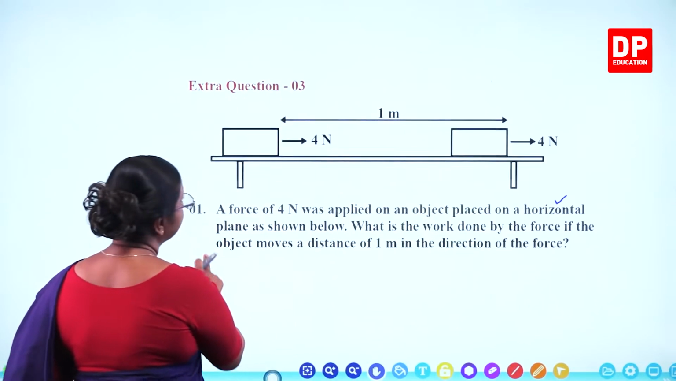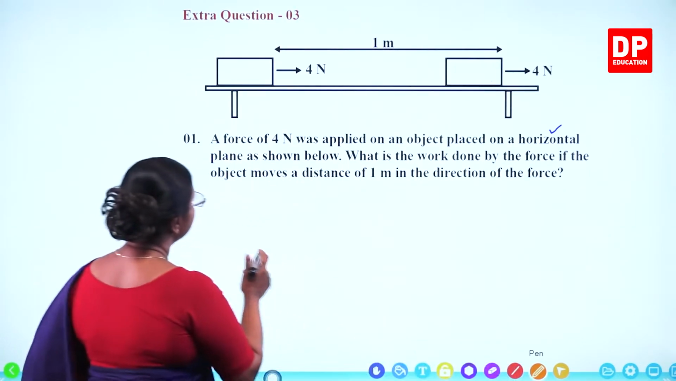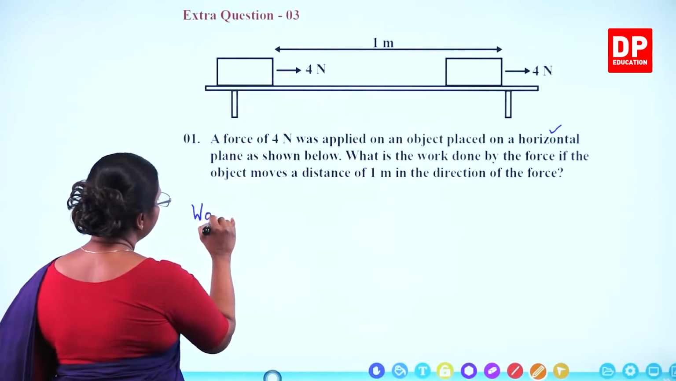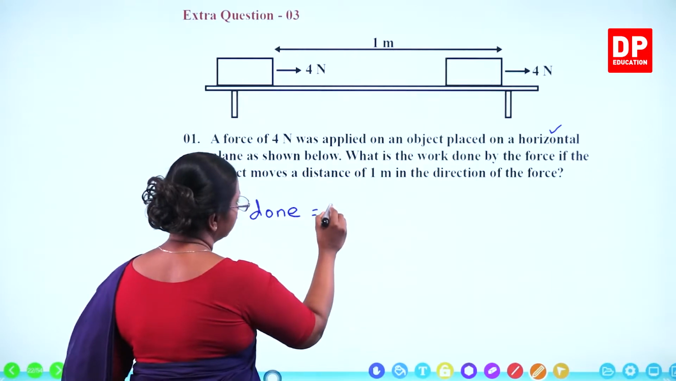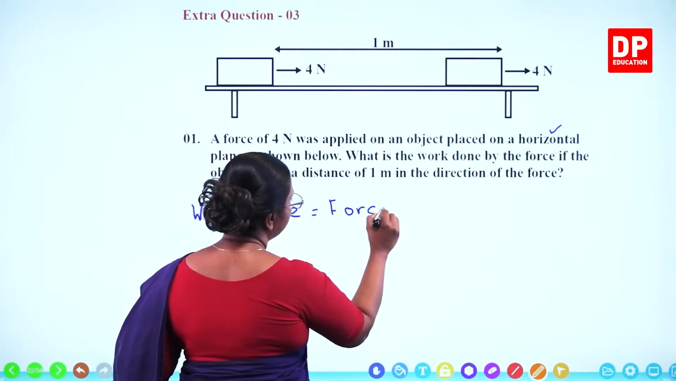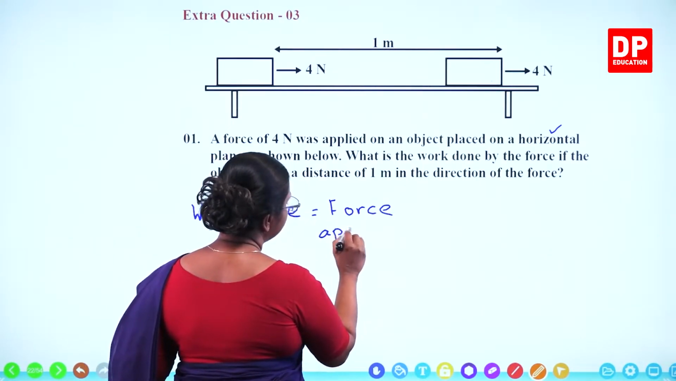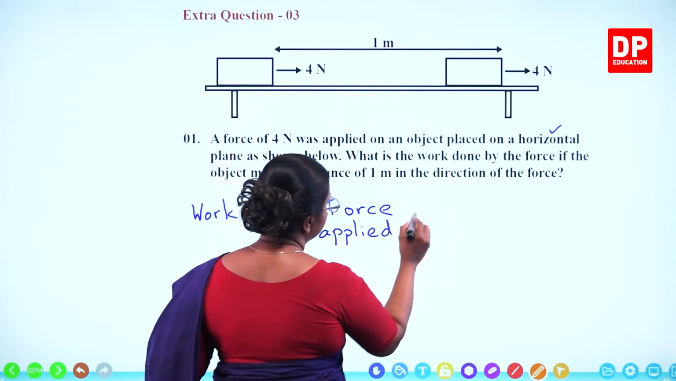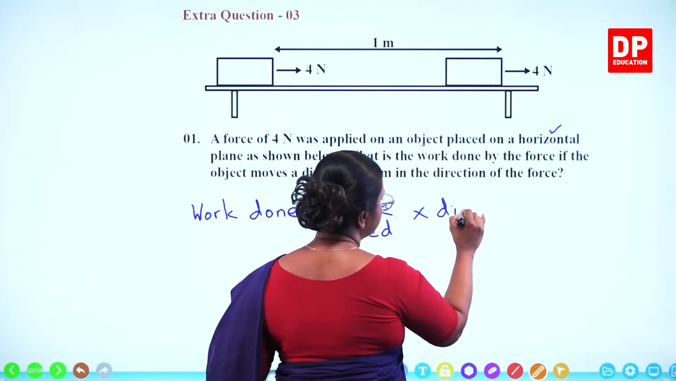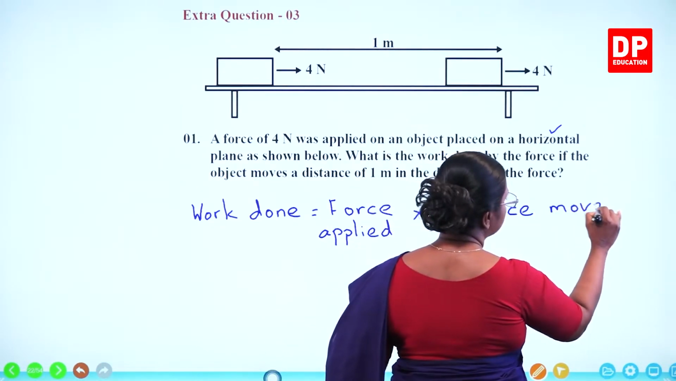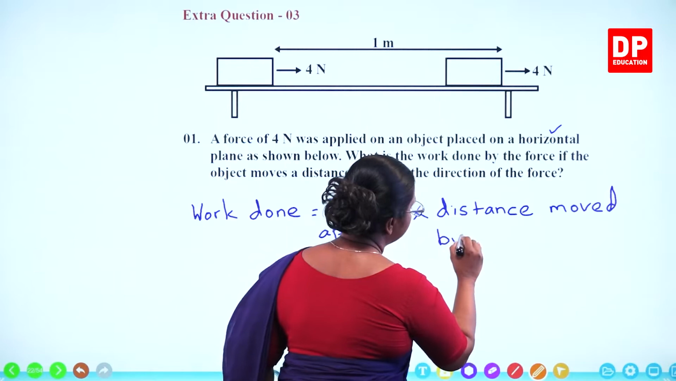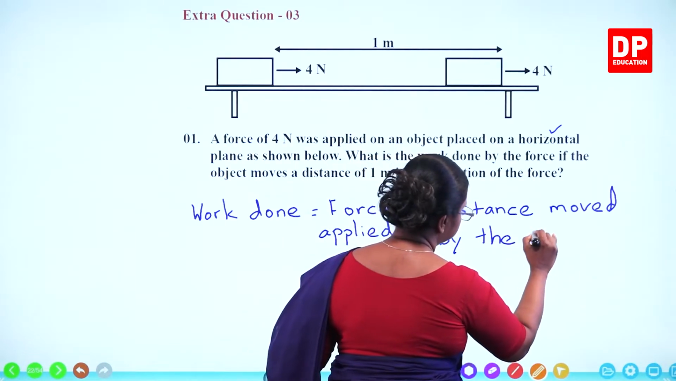We have already written the equation in the previous question, but again, work done is equal to force applied multiplied by distance moved by the object.